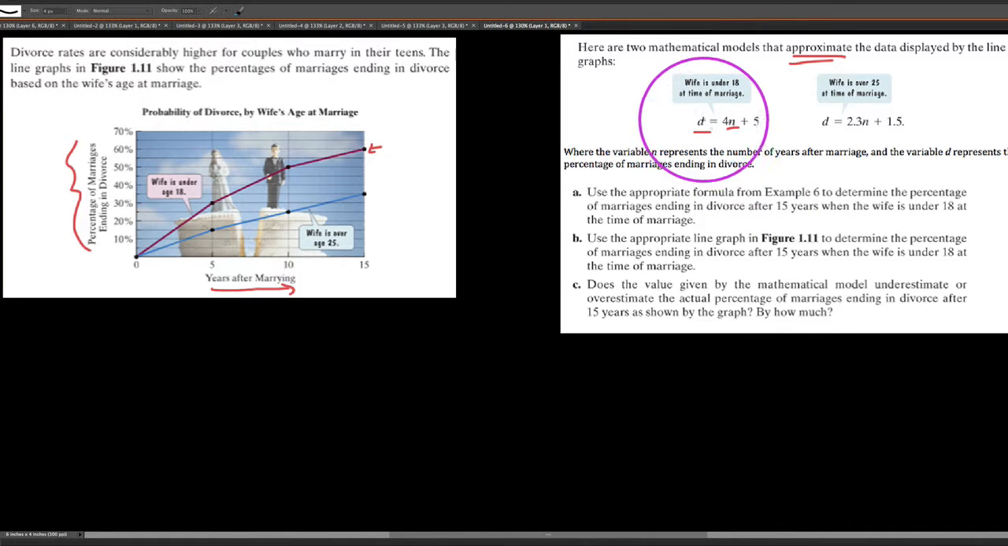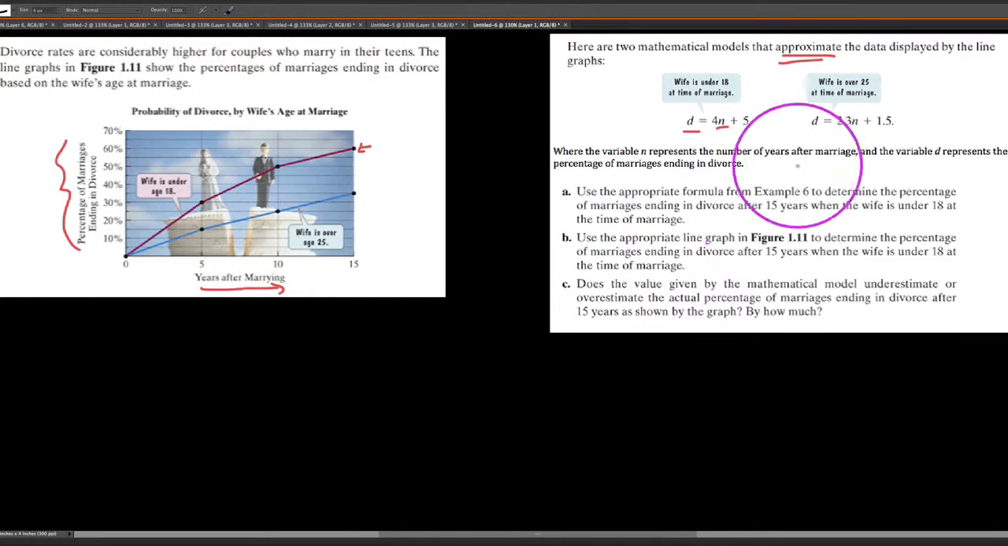So we have the percentage as the number of years goes by if you're under 18 when you're married, or if you're over 25 at the time of marriage here, okay? So these three things I want to do here. It says use the appropriate formula from example 6 to determine the percentage of marriages that end in divorce after 15 years if the wife is under age 18 at the time of marriage, okay? And then this one says use the appropriate line graph to determine the percentage of marriages ending in divorce after 15 years when the wife is under 18 at the time of marriage.